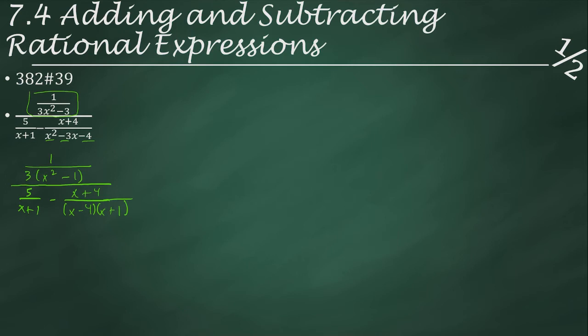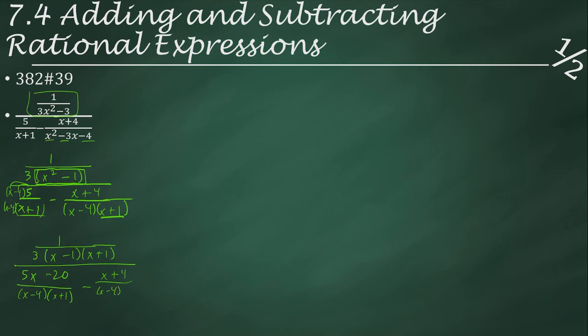All right, next step. On the top, I can factor this x squared minus 1. It's a difference of squares. So it would be (x minus 1)(x plus 1). On the bottom, I need a common denominator. So there's this x plus 1 in both, so this first one needs the x minus 4. So I could distribute and get 5x minus 20. The second one already has the full denominator, so I don't have to do anything to it.